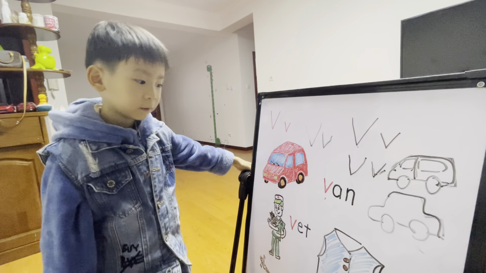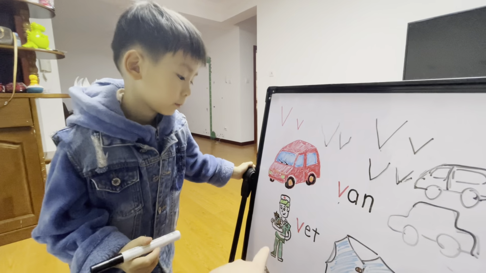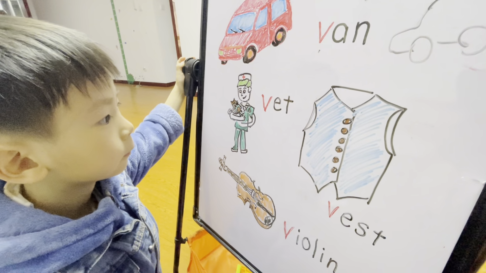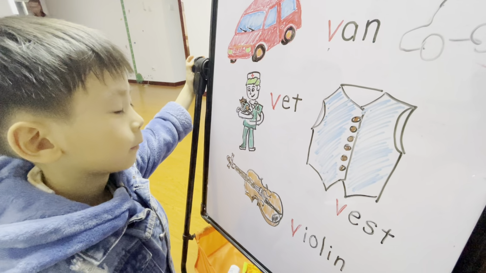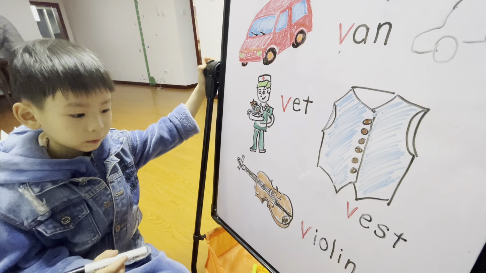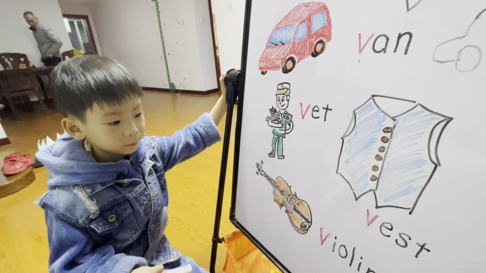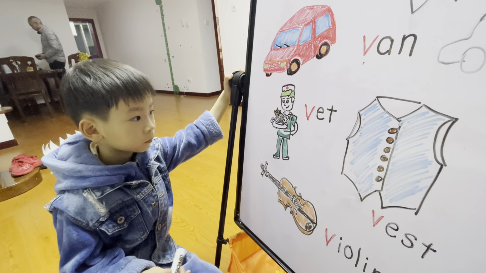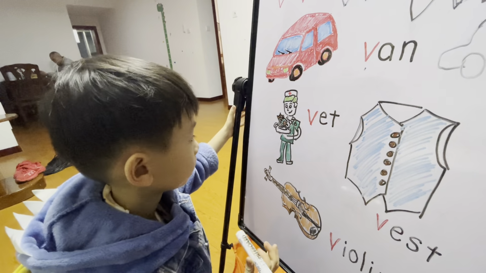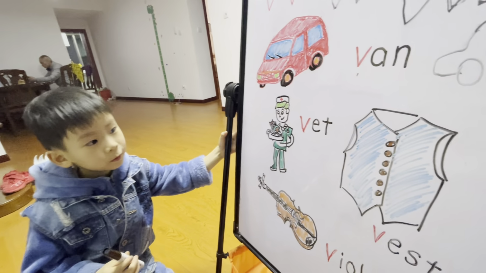What's this? Van. Van, okay, this is a van. Who is he? Can you spell this? Vet. Okay, vet. This kind of doctor is called a vet. What kind of animal is in his arm? It is a cat. So who is he? This man is a vet. How do you read this word?